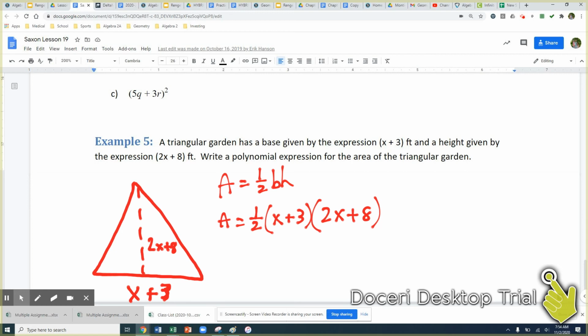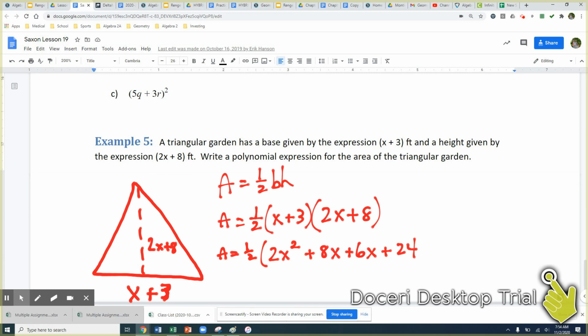We're multiplying two binomials, so right here I'm going to have to use the FOIL method. The 1/2 is just going to sit back and wait, and it will multiply once we get that set up. So we're going to have x times 2x, which is 2x squared. Outside's x times 8, which is plus 8x. My inside's 3 times 2x, which is plus 6x. And my last, 3 times 8, which is plus 24.